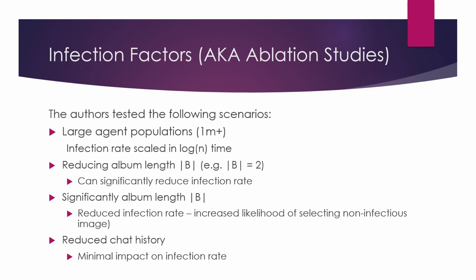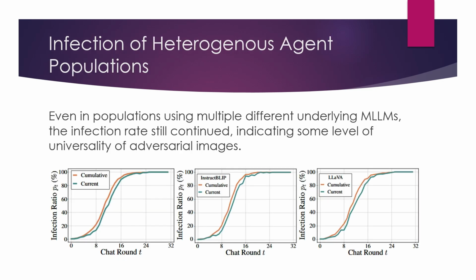They tried reducing the chat history, but this had a minimal impact on the infection rate, which has implications for these infections on systems with few computing resources, because even in minimal computing resource systems, these infections can still happen. And finally, the most interesting one for me was infection of heterogeneous agent populations.